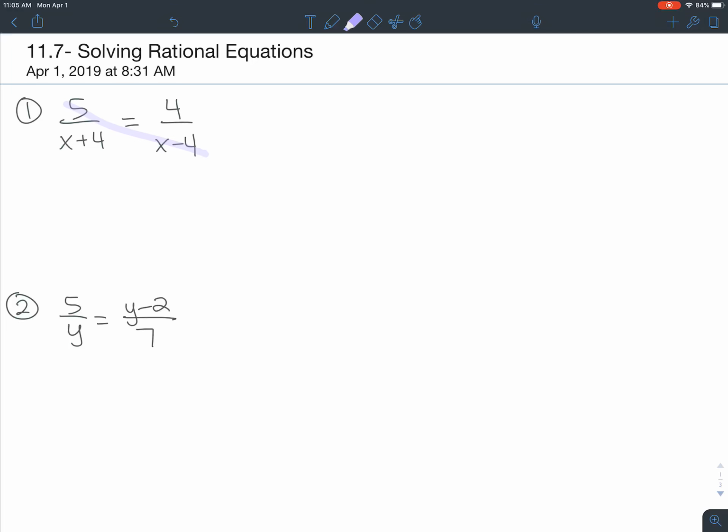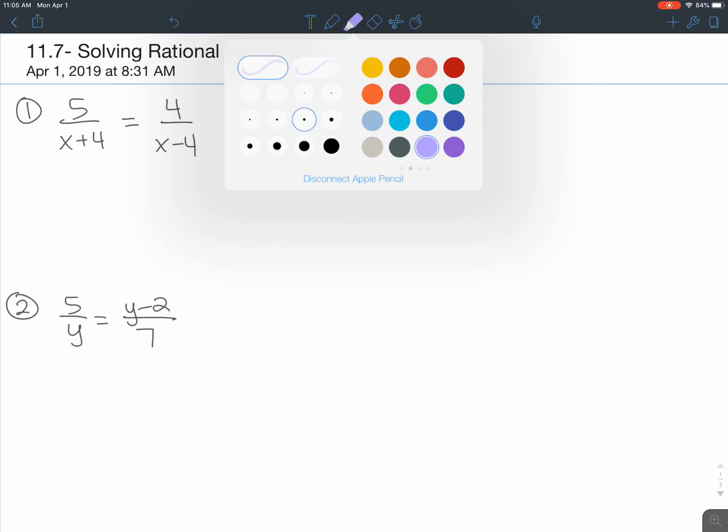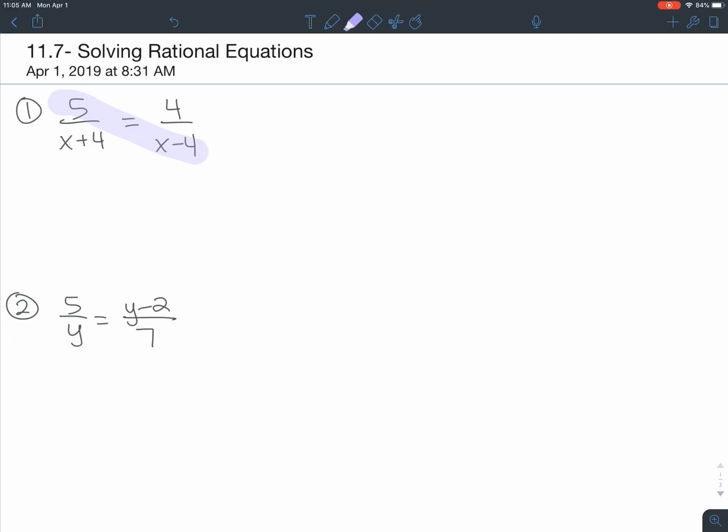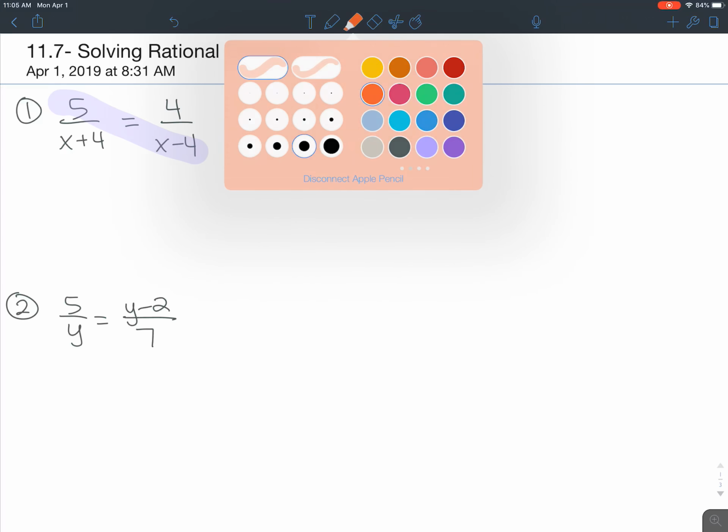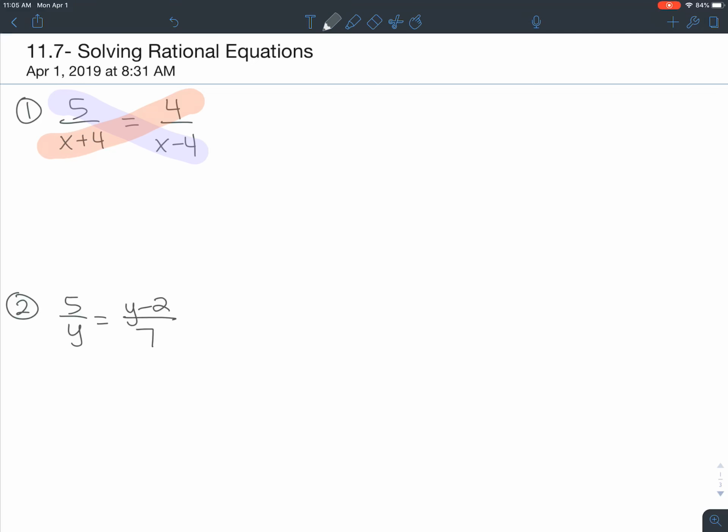So we can multiply so that this times that would equal this times that. So basically 5 times x minus 4 equals 4 times x plus 4. Now you can go ahead and distribute this in your head so that you get 5x minus 20 and 4x plus 16. So you don't actually have to show that step, but it's a good thing to remind yourself this is a polynomial and so is this, and I need to distribute to both.